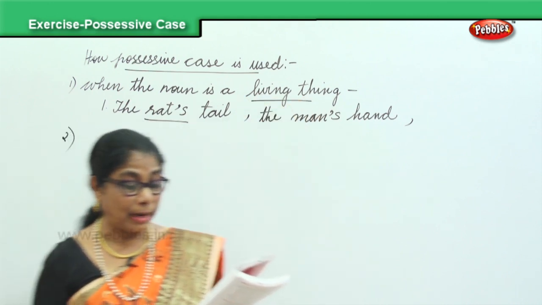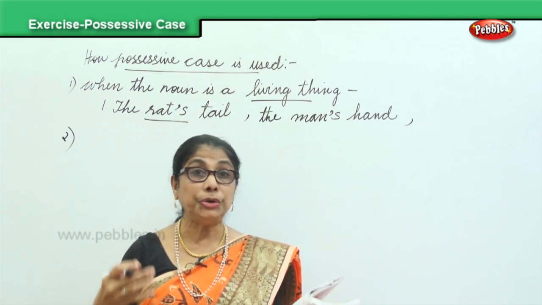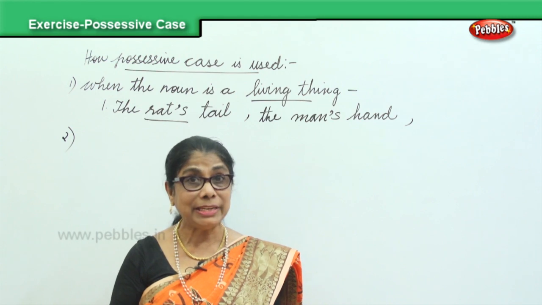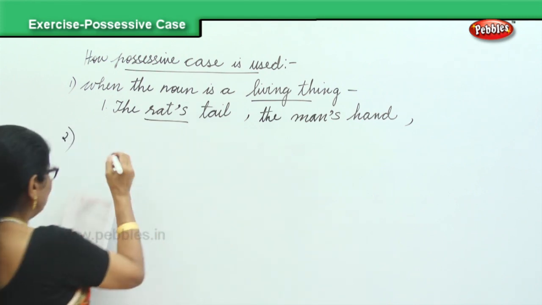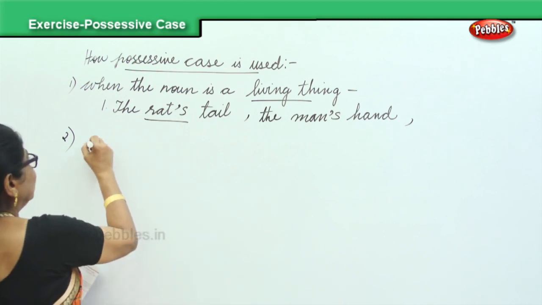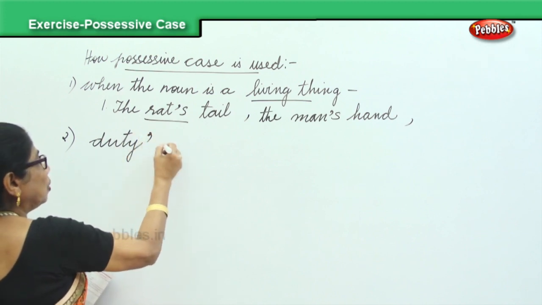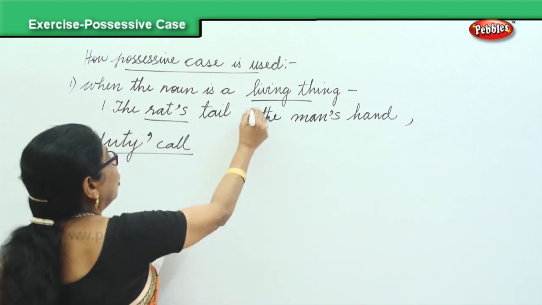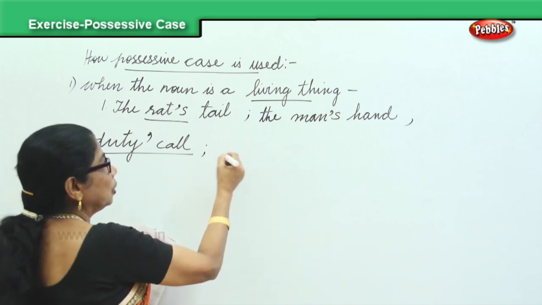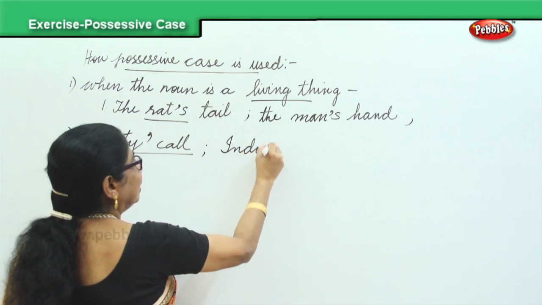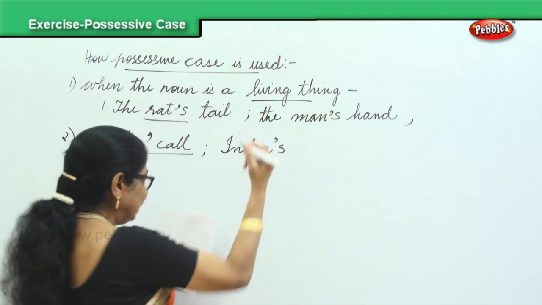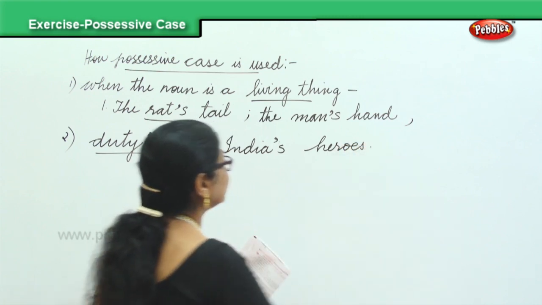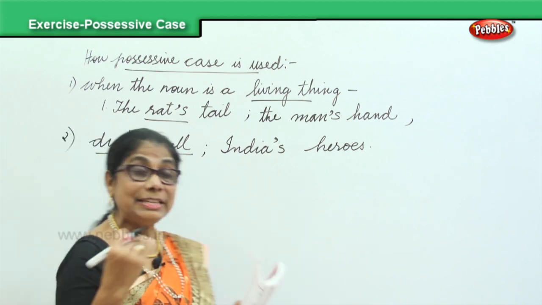Supposing we are talking about personified things, where a noun denotes duty, England. When you talk about things that personify something, duty is something that you do. So in that case, you will say duty's call. This is another way of using the possessive form. Duty's call, or you say England's heroes or India's heroes. Okay, this is different from what we have learned.